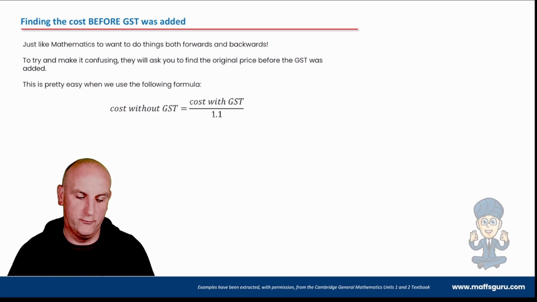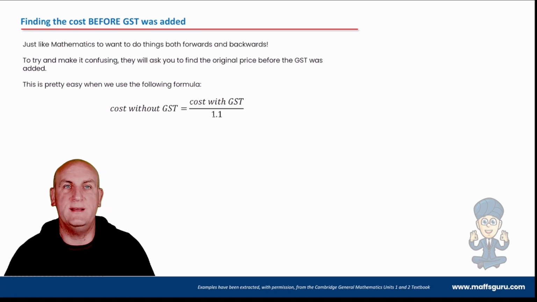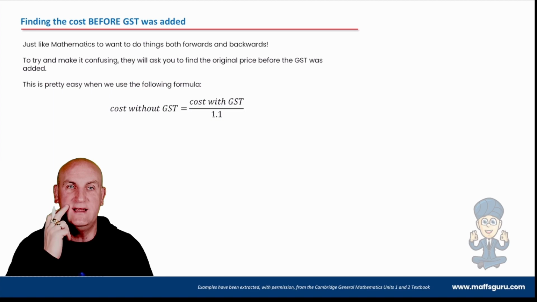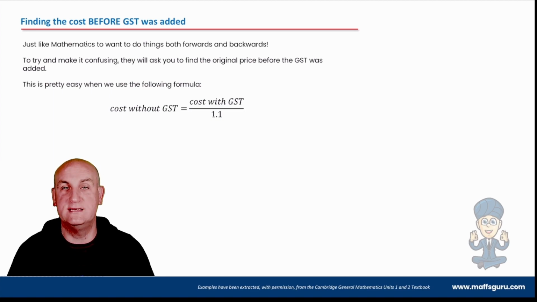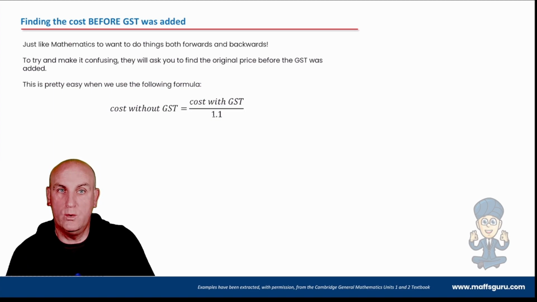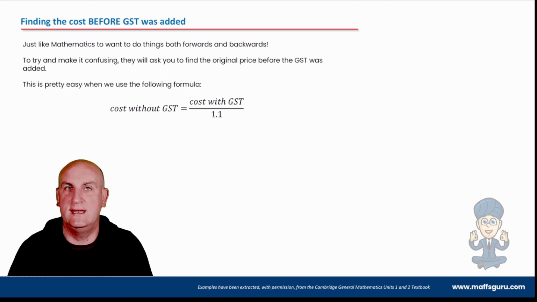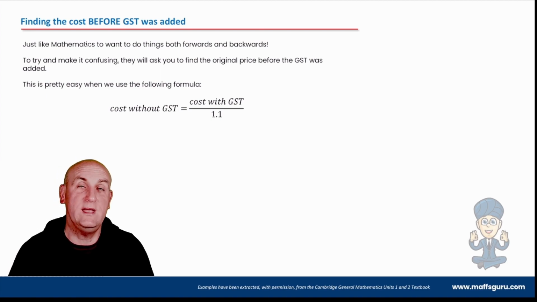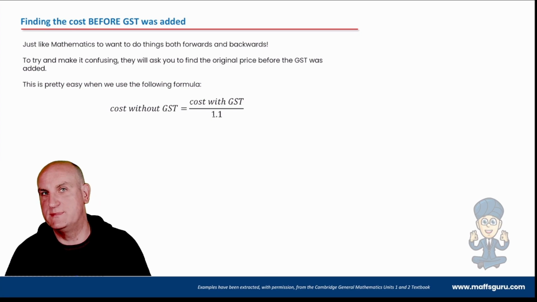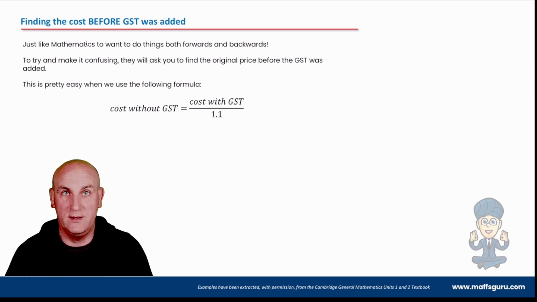Find the cost before GST was added, just like mathematics to want to do things forwards and backwards, right? Now what we're going to do is they're actually going to give you a price with the GST. And it wants to say, well, how much was it before we added GST on? Now, a lot of people get confused here because they say, well, I'll just work out 10% and then take it away. It doesn't actually work that way, sadly.